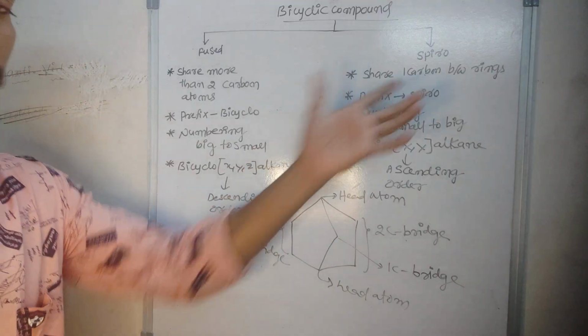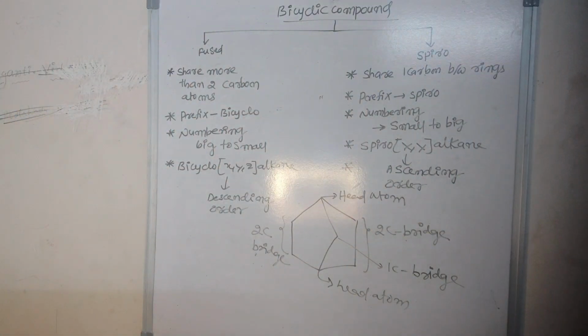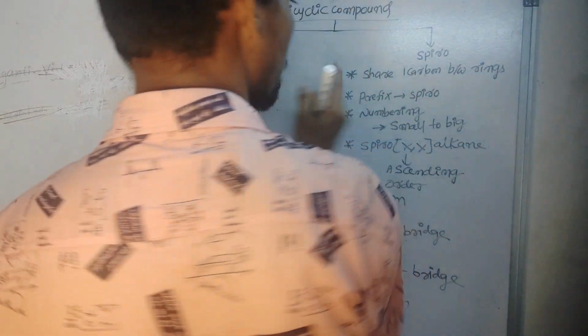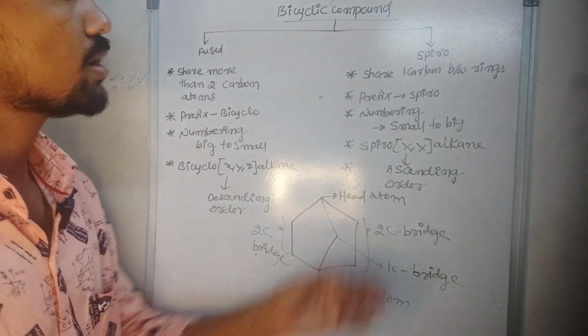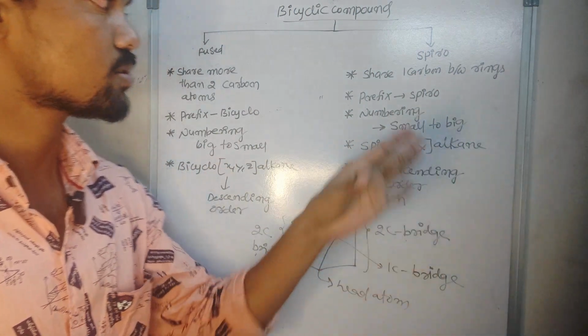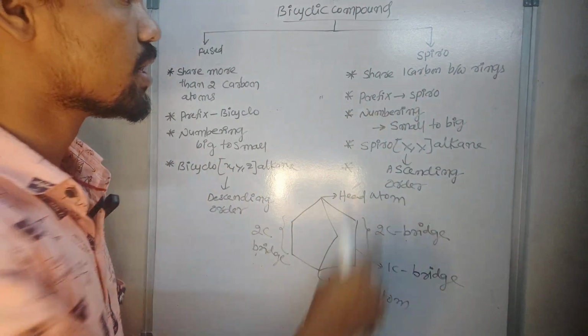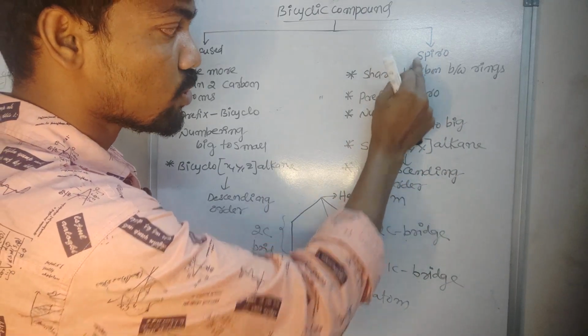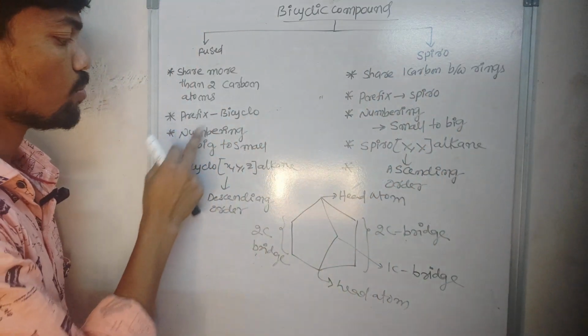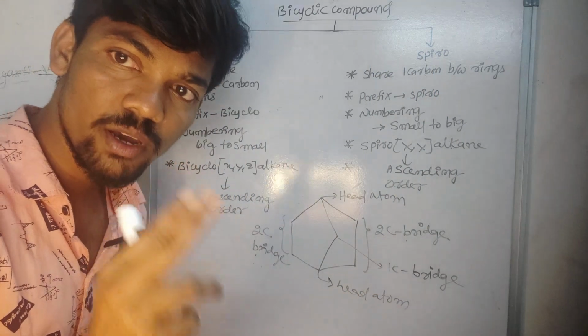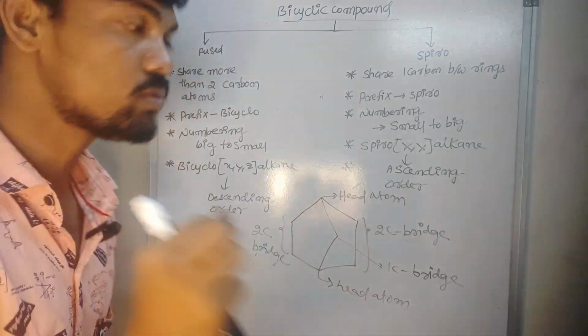Next, spiro compounds. What happens here? Spiro compounds share only 1 carbon between the rings. Here the prefix is spiro. Numbering starts from small to big. Here I am telling you, spiro is small to big. Bicyclo is big to small. You have to remember this. This is a small trick for you.